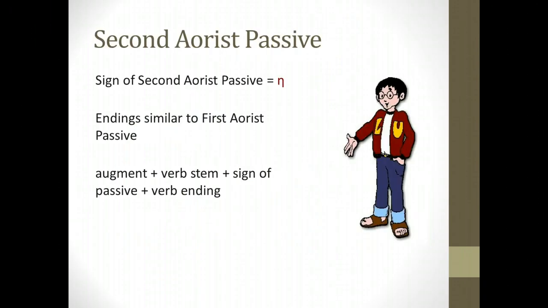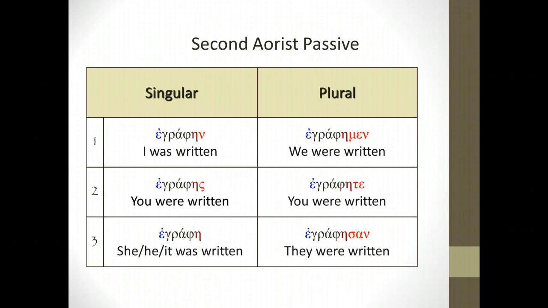Now remember, we also taught you that there are second aorist words, and we taught you those second aorist middles, but I want you to also realize that there is a second aorist passive, and the sign of the second aorist passive is not theta eta, but just eta. Although the endings are similar to the first aorist passive, it's just an augment, a verb stem, the sign of the passive, which in this case is the eta, and the verb ending. And this time, instead of using ballo, I'm going to use grapho, because this is the way it shows up most often, and so it will be easier for you to become familiar with it this way.